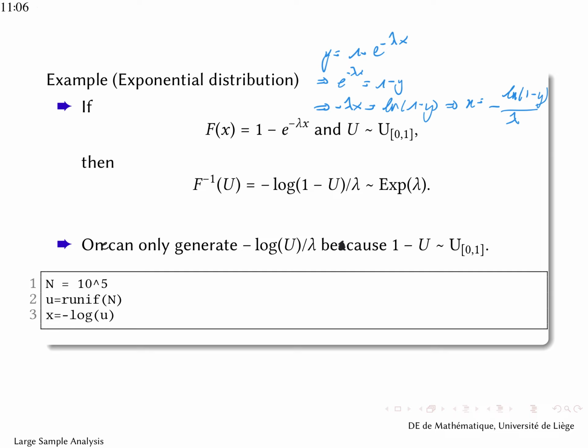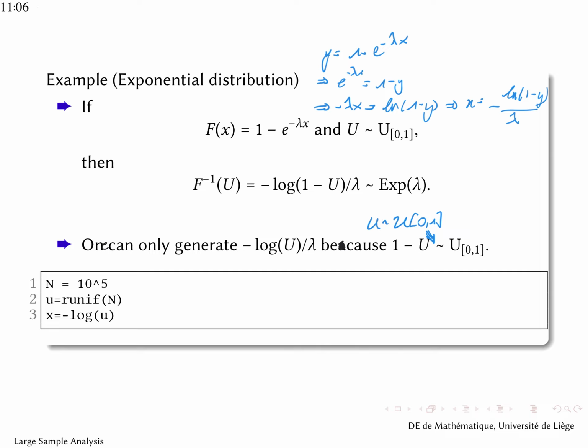However, if U follows a uniform distribution on the interval 0, 1, then 1 minus U will do the same. So 1 minus U is also uniformly distributed on 0, 1, and so it suffices to take the minus logarithm of U over lambda instead of minus logarithm 1 minus U over lambda, because 1 minus U and U both follow the same distribution.